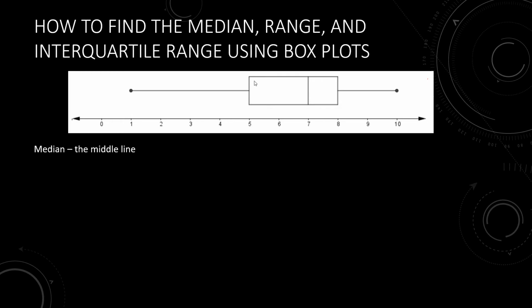So here is my box, and this middle line here, the line that's inside of your box, is your median. So the median for this set of data is going to be 7 because 7 is my middle line.